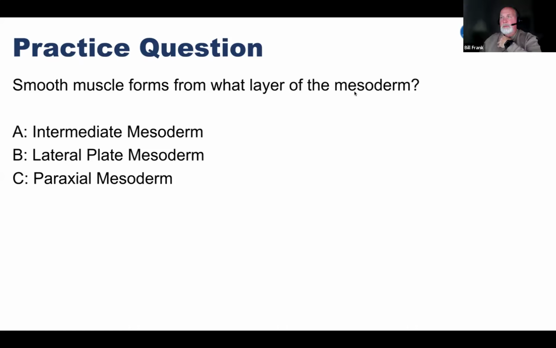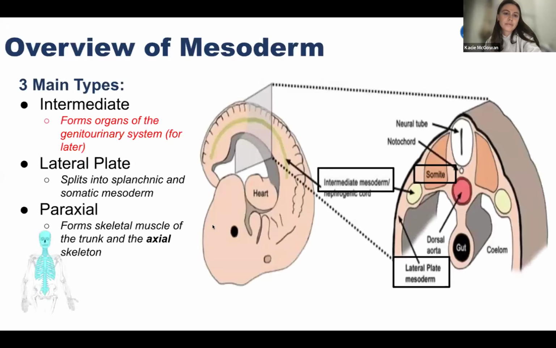And in 3, 2, 1. Okay, great. Spot on. So that's right. Our smooth muscle will form from our lateral plate mesoderm. It actually forms from an even more specific part of the lateral plate mesoderm that I'm going to cover in a minute here. But spot on.